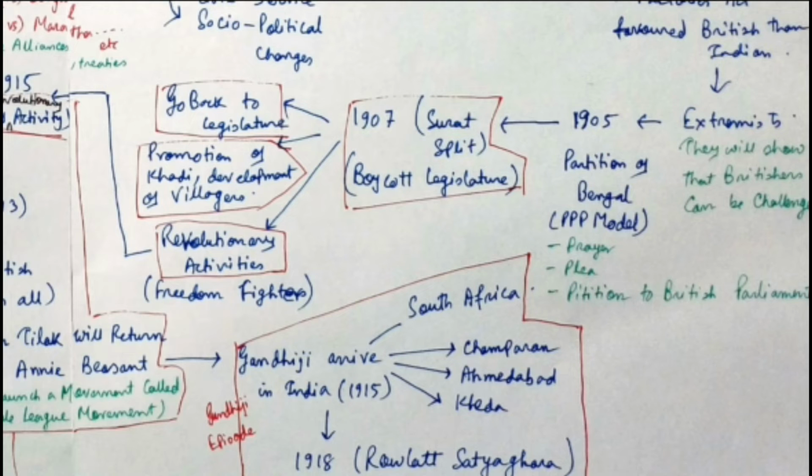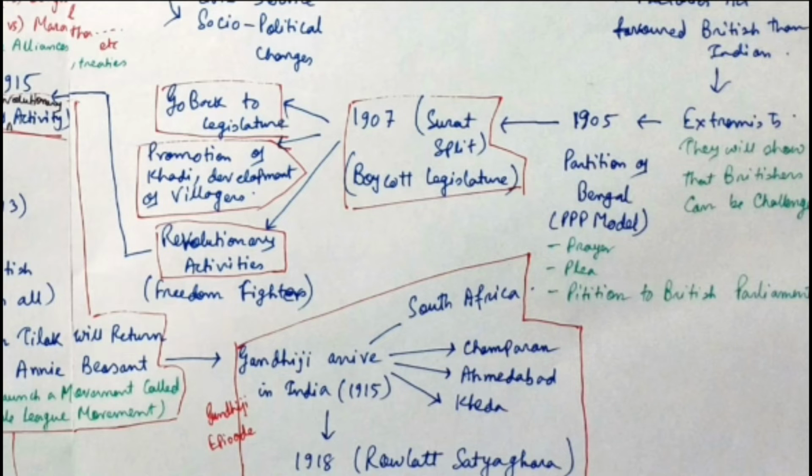All right. Now after that, the extremists will say that there has been a basic problem in the constitutions created by the British, and those are totally exploitative in nature. So they will say that the PPP model, that is the prayer, plea and petition, is not going to work anymore. All right. So they are trying to be a little bit violent now, and those kinds of prayers and pleas, "do this, do that," will not work anymore. So what will happen? Extremists and moderates, there has been a split.